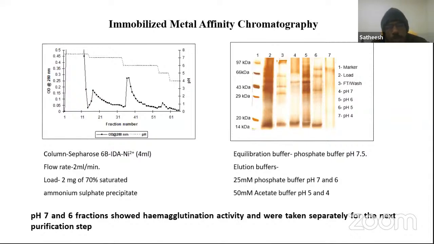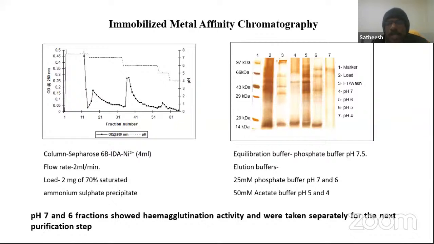I told you we have done the extraction, and after that it was precipitated by ammonium sulfate precipitation. The 70% saturated ammonium sulfate precipitated fraction was taken, and around 2 milligrams of the protein was loaded. And this is the profile we got when we checked on SDS-PAGE and silver staining.